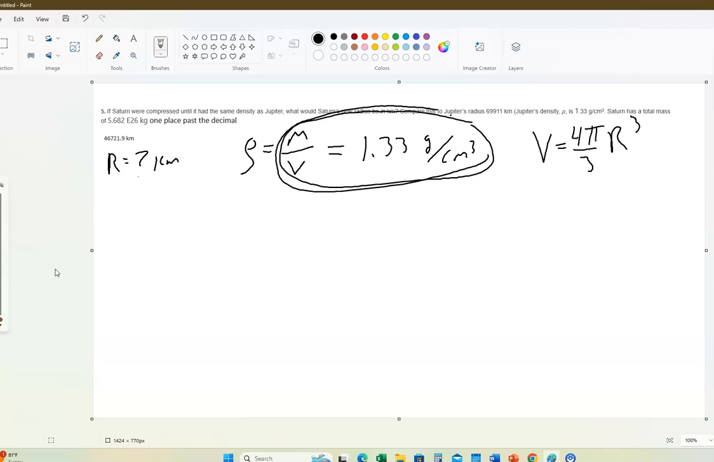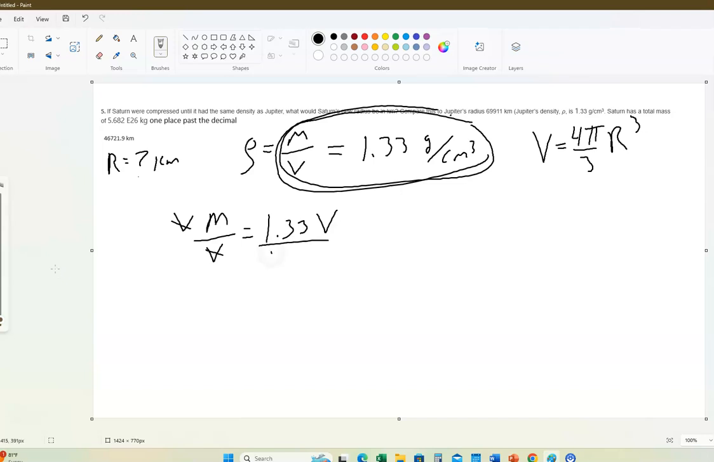You get the mass divided by volume is equal to 1.33. And of course, it's grams per cubic centimeter. I'm just going to leave that out for just a moment. I'm going to multiply both sides by V. The V's cancel on the left-hand side. And then, you see now what I've done is I put the V in the numerator on the right-hand side. And so all I have to do is divide both sides by the 1.33.